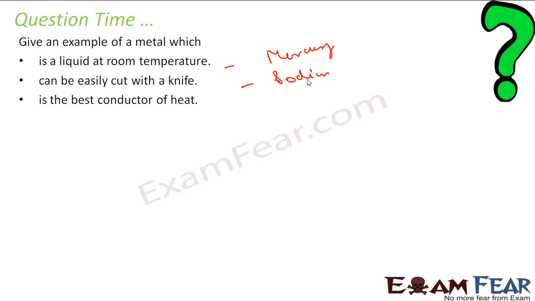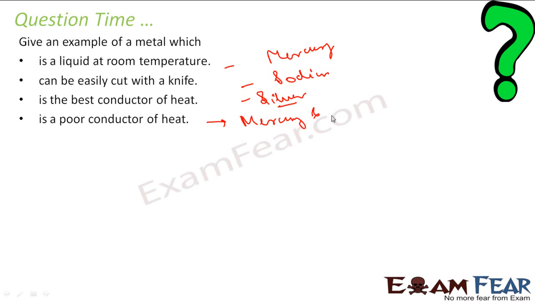Which is the best conductor of heat? We have told that silver is the best conductor of heat. Which is a poor conductor of heat? We have told that there is an exception, and that is mercury and lead. They are poor conductors of heat. Generally, most of the metals are good conductors of heat, but mercury and lead are the exception to that, and they are poor conductors of heat.